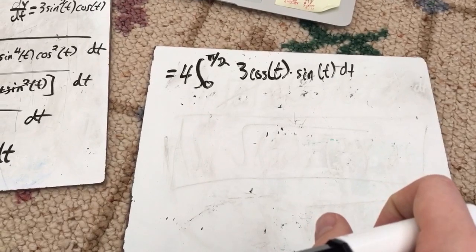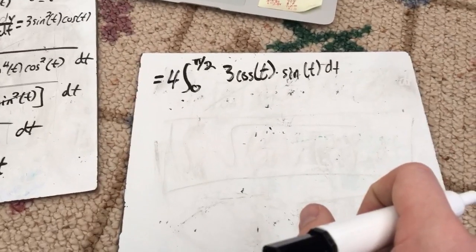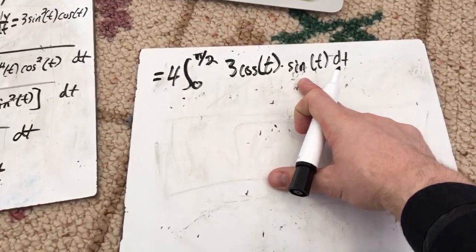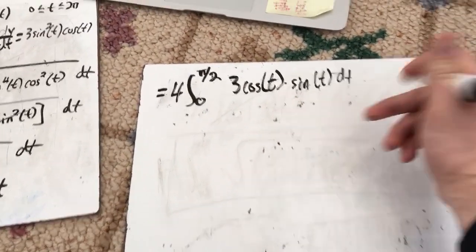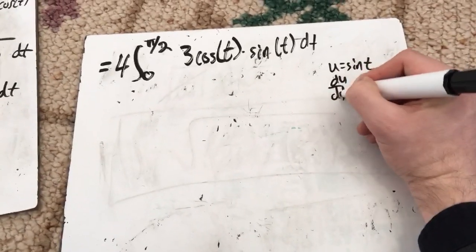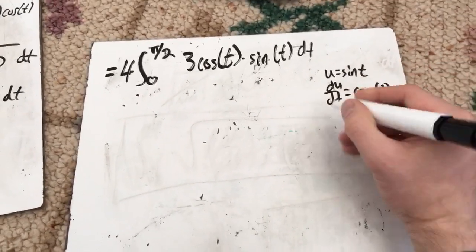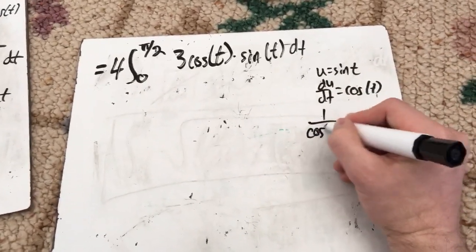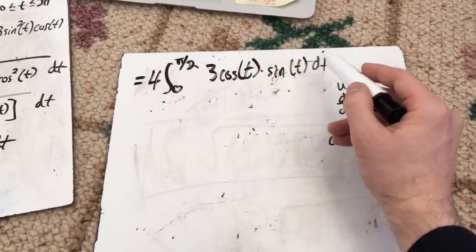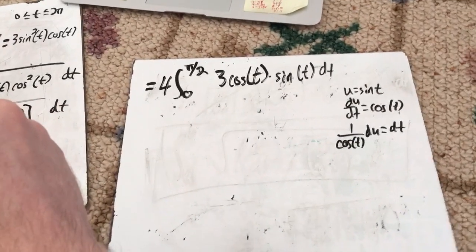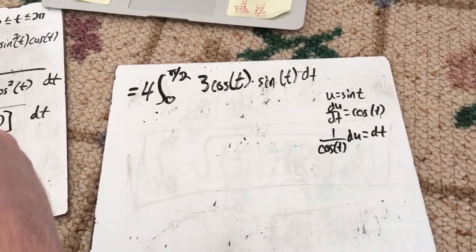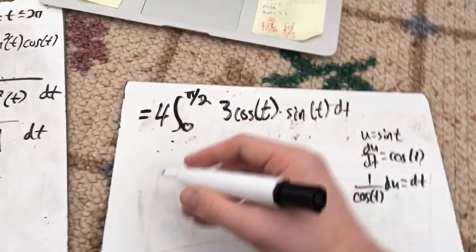We got to think for a second about our integral there. If you want to, you can do a u substitution. We could choose our u to be sine. If u is sine of t, that means du dt is cosine of t, which means 1 over cosine of t du equals dt. We come up here, it would cancel out the cosine, and we get something like this.